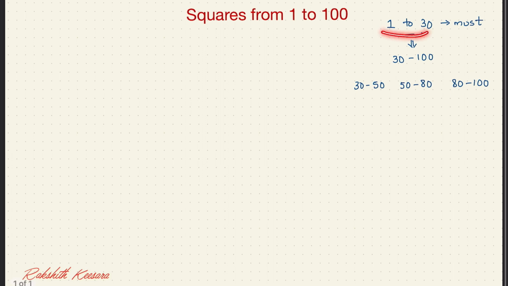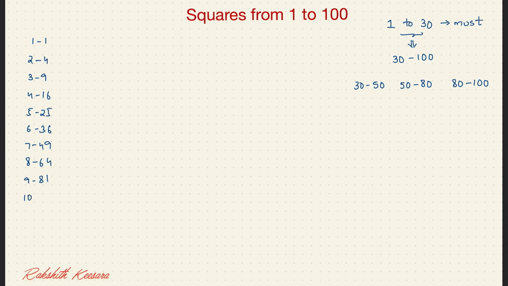Before that, let's revise quickly the squares of the numbers between 1 to 30. I will write them here. For 1 it is 1, 2 is 4, 3 is 9, 4 is 16, 5 is 25, 6 is 36, 7 is 49, 8 is 64, 9 is 81, and 10 it is 100, right?